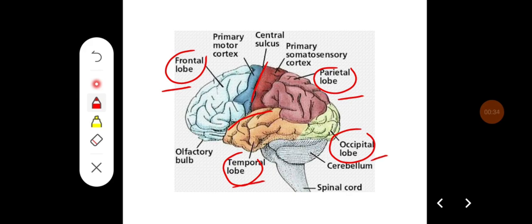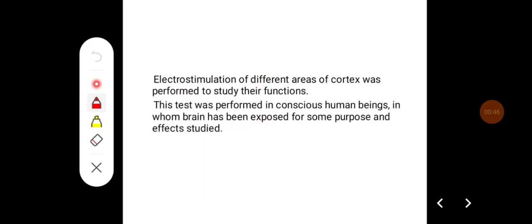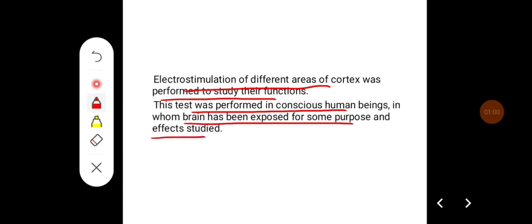Frontal lobe acts as a motor cortex, parietal lobe acts as a sensory cortex, temporal acts as an auditory cortex, whereas occipital acts as a visual cortex. Electrostimulation of different areas of cortex were performed to study their functions. This test was performed in conscious human beings in whom brain has been exposed for some purpose and effects studied.